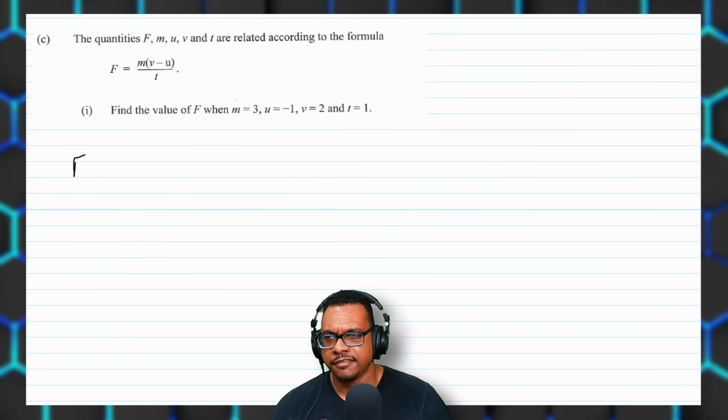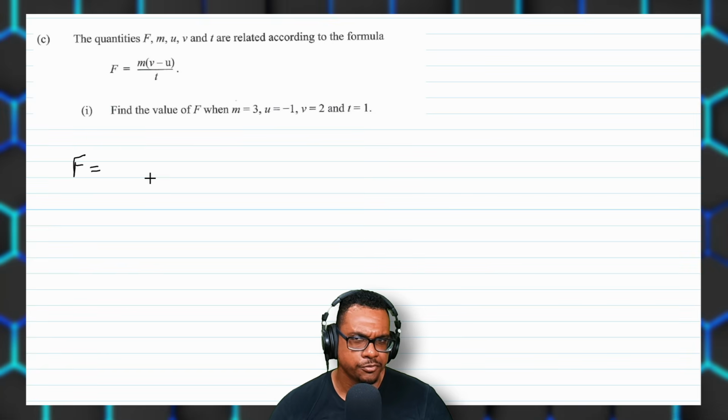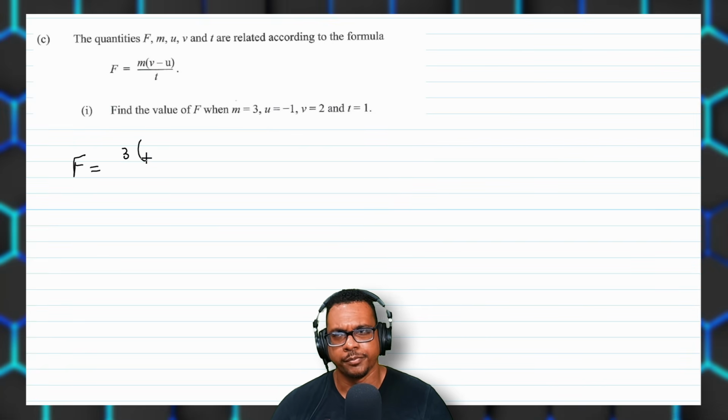So we're going to put F is equal to, and I'm going to write over the formula. So we have M first. M is 3. Open brackets. Then you have V. What is V? V is 2. Then we have take away U. And what is U? U is negative 1.